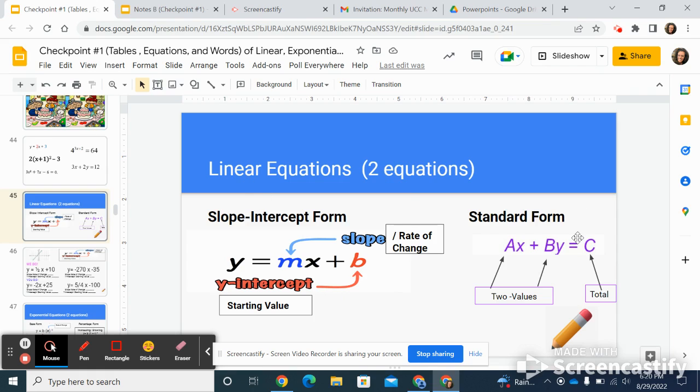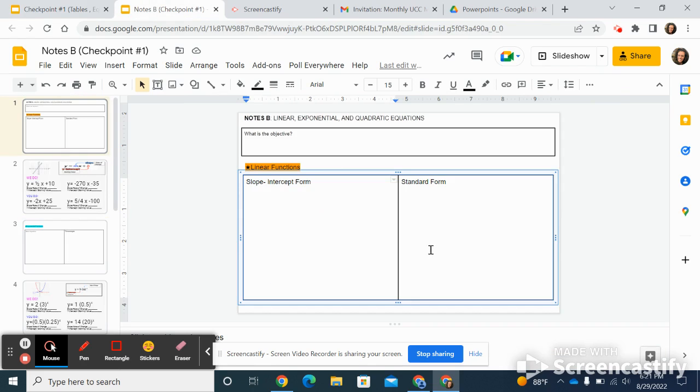Second type, not as popular, but it is still linear, is called standard form. And this is ax plus by equals c. We still have an x and y, as you can see, like our first one. The a and the b are just two values, and the c is your total. Again, not as popular, but it is still linear. So we want to put in your notes these two equations in these two boxes.